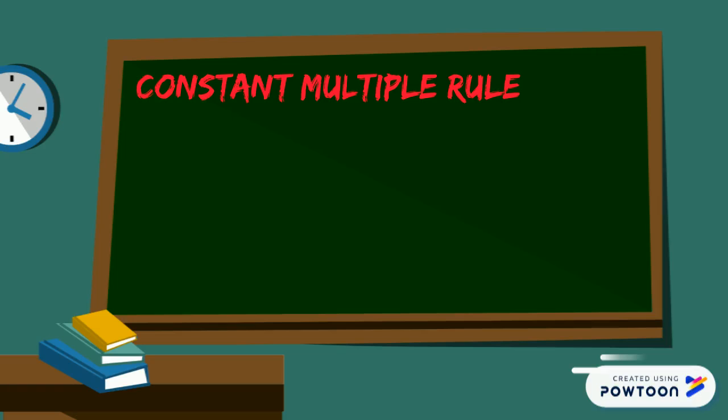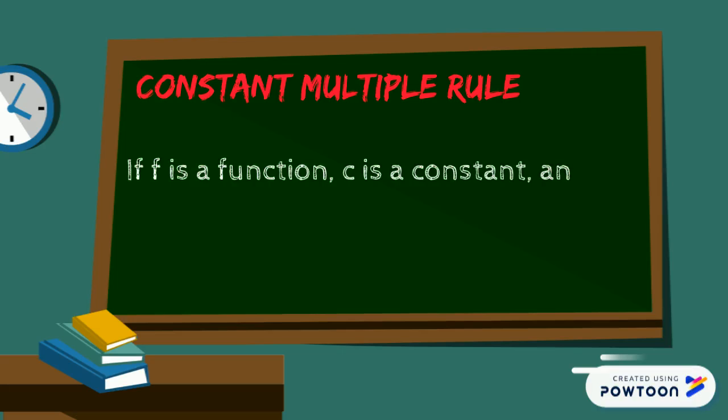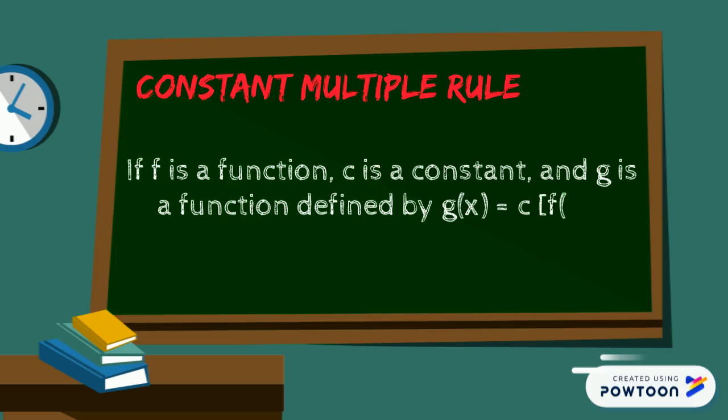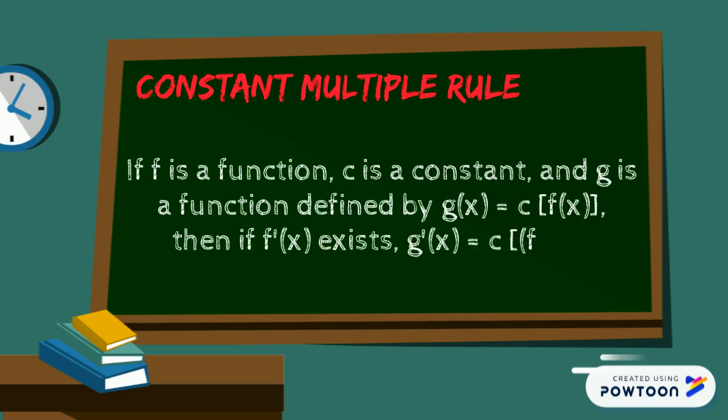Let's move on to constant multiple rule of differentiation. Recall the definition. If f is a function, c is a constant, and g is a function defined by g of x is equal to c times f of x, then if f prime x exists, g prime of x is equal to c times f prime of x.